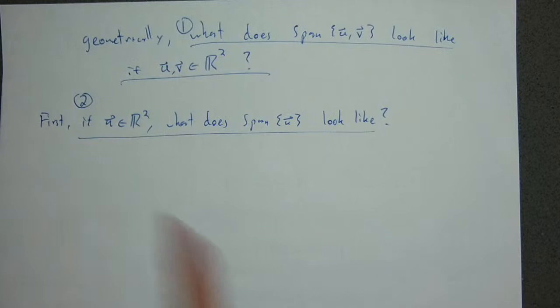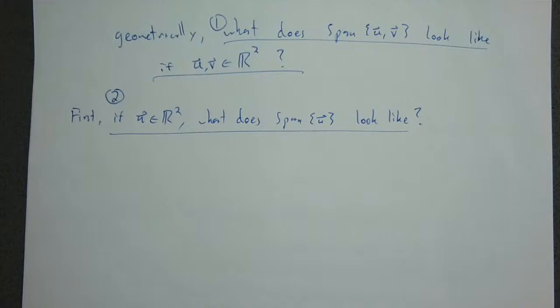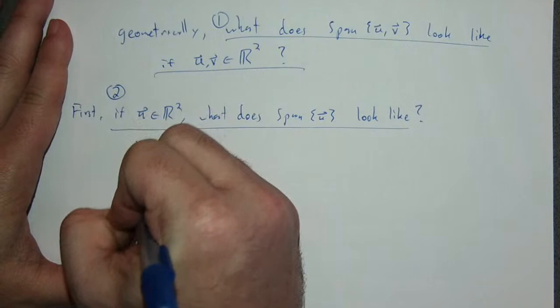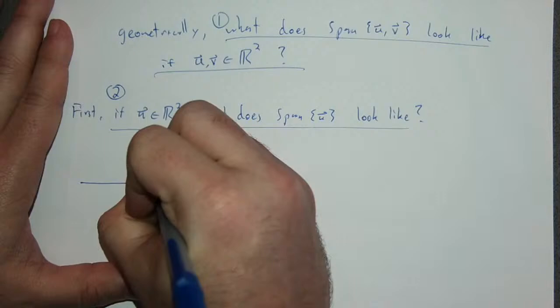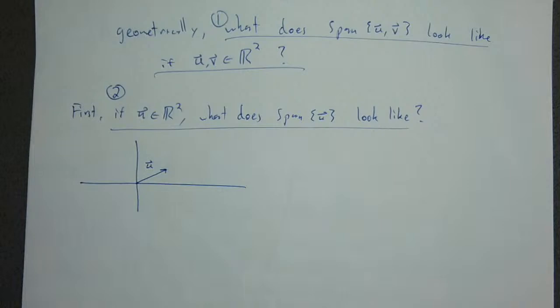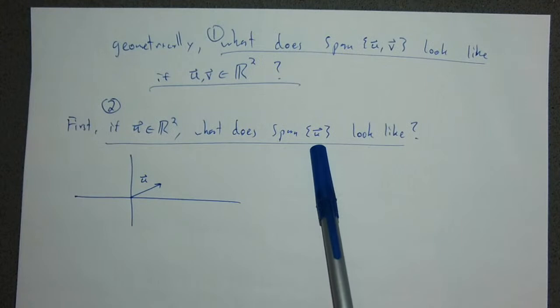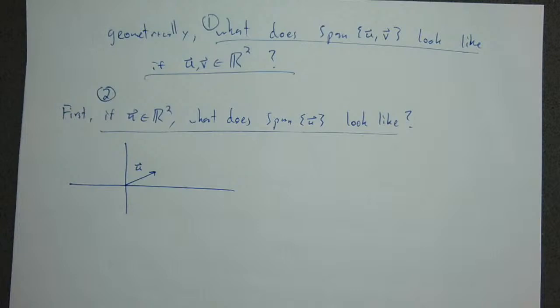So the answer to two, what is that? Well, we talked about this during Friday's lecture. If I have a vector u, here's my vector u. What does span of u look like? The span of a set of vectors is the set of all linear combinations of those vectors. But what's the span of a set that just contains a single vector? I can add scalar multiples of a single vector to itself, but really that's the same as just scalar multiplying a single vector over and over again by different scalars. So this is just the set of all scalar multiples of u.